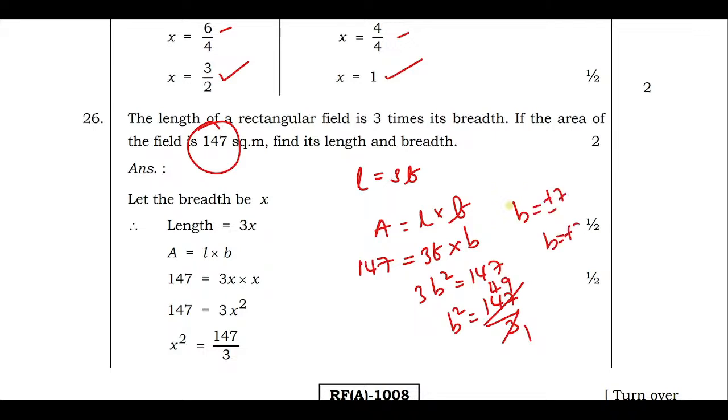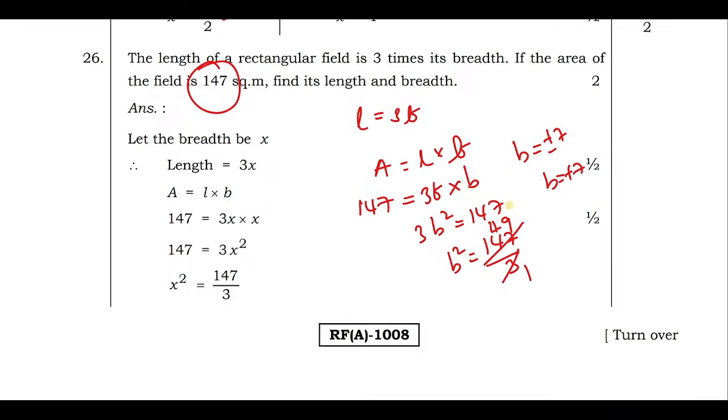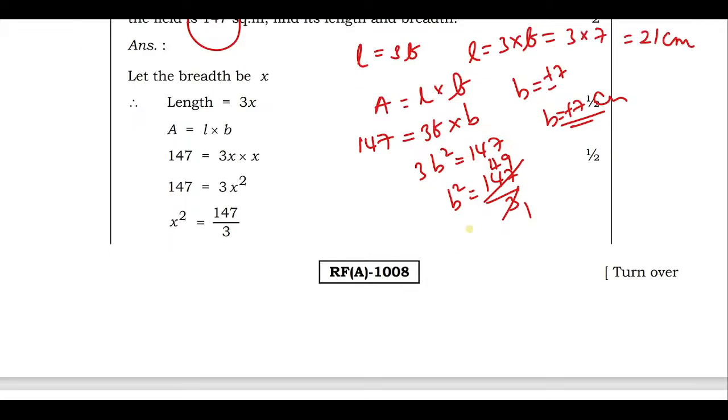Take the positive value, b equals 7 centimeter. Now length equals 3 times b, right? 3 into 7, therefore L equals 21 centimeter. Breadth is 7 centimeter.